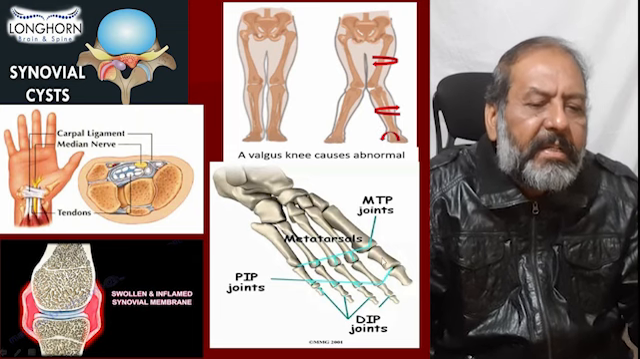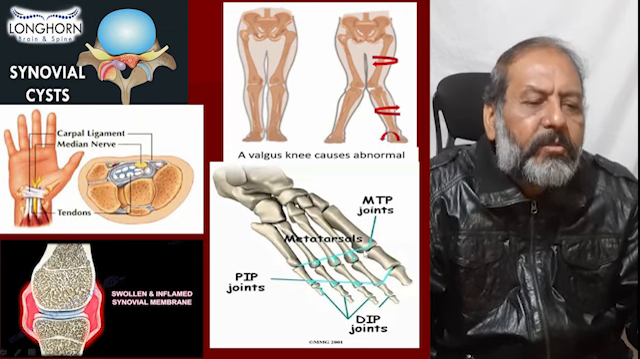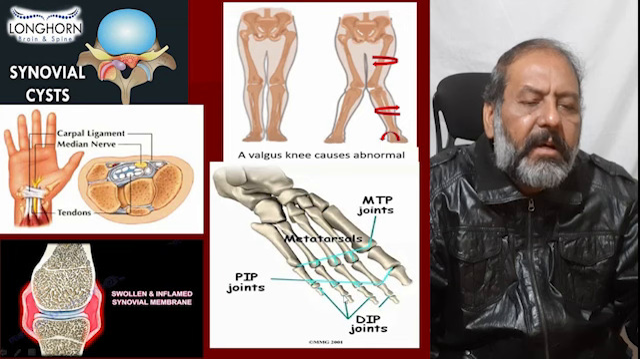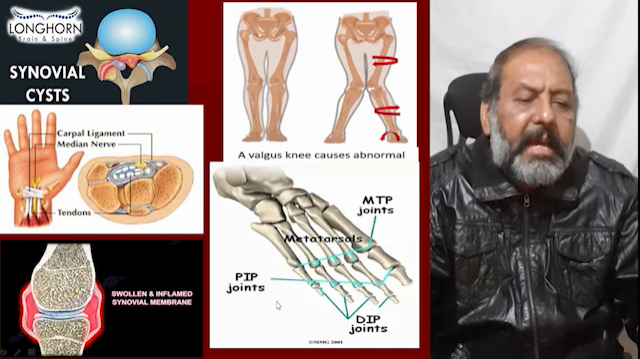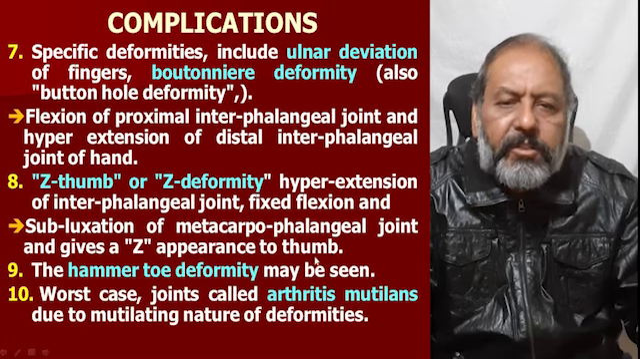And here one can see the metatarsophalangeal joints are involved, and also the proximal interphalangeal joints are involved, and distal interphalangeal joints are also involved as part of the rheumatoid complication.